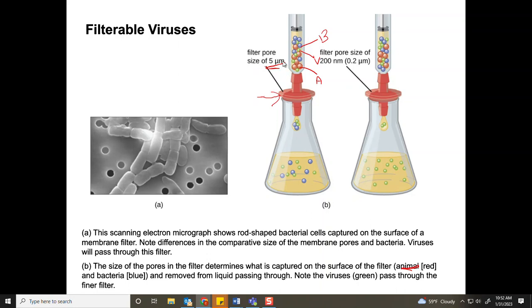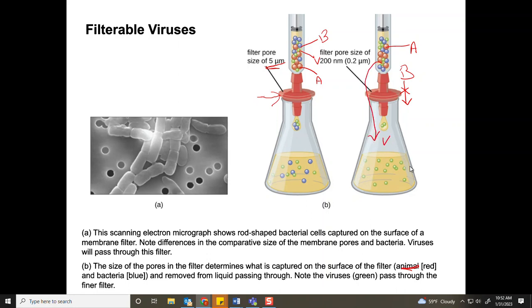So if we decrease this filter pore size to 0.2 micrometers, very much smaller, we have 5 micrometers compared to 0.2 micrometers, that is now going to prevent bacteria from passing through. So bacteria do not pass through. And of course, animal cells don't pass through either because they're bigger than bacteria. So that pore size only allows things that are smaller than bacteria to pass through, such as our viruses.